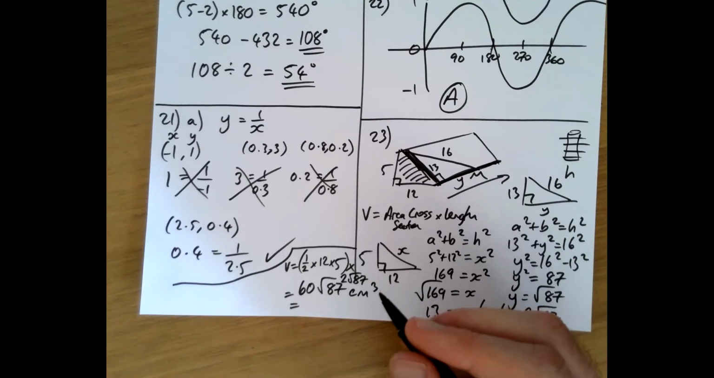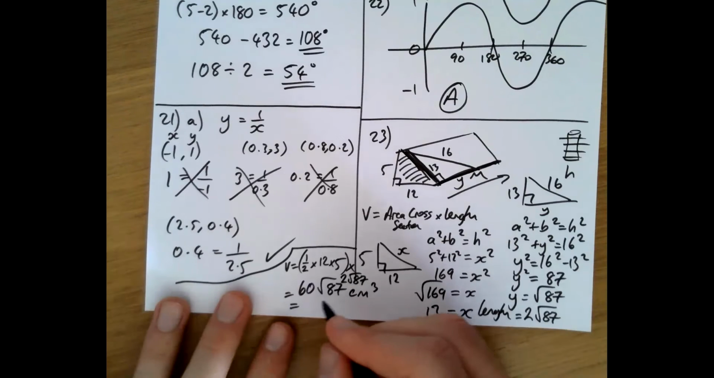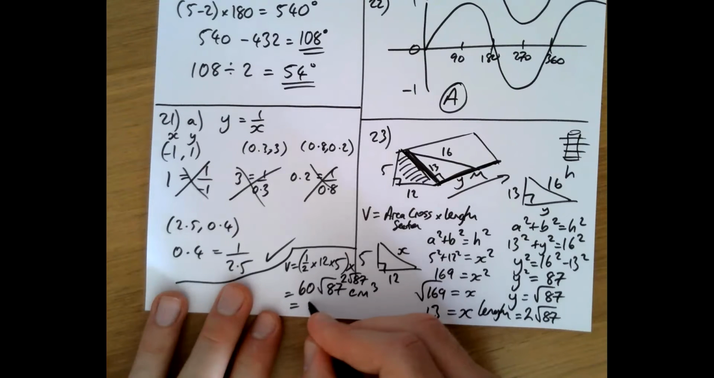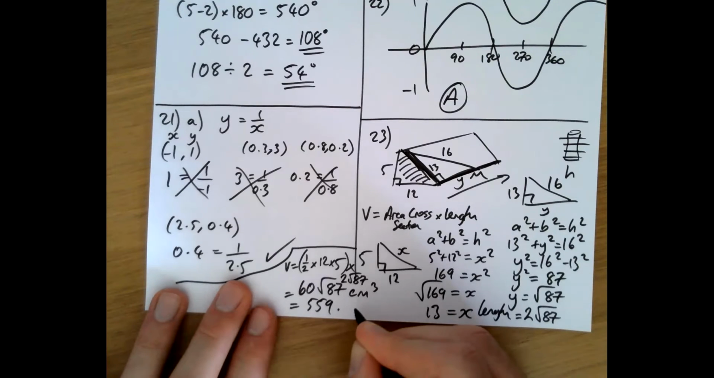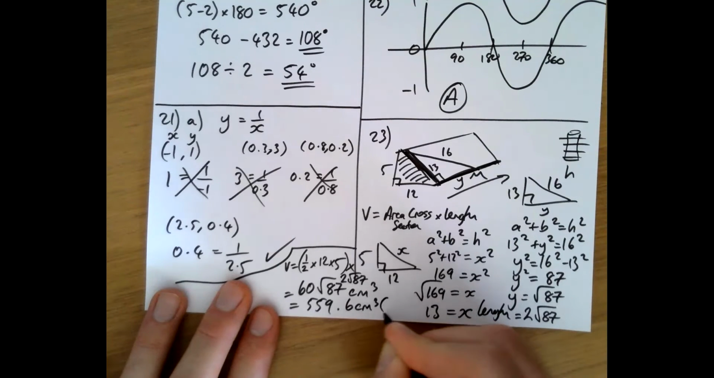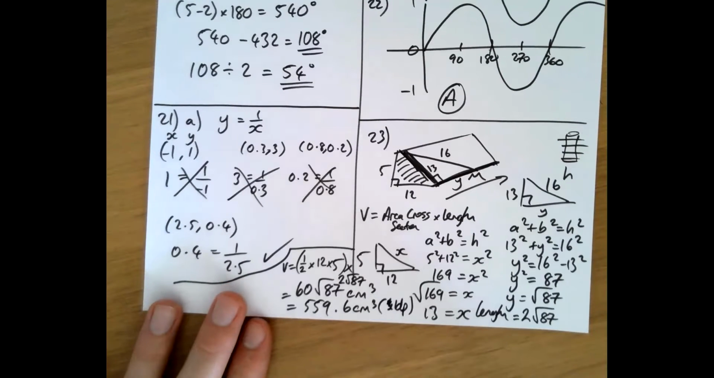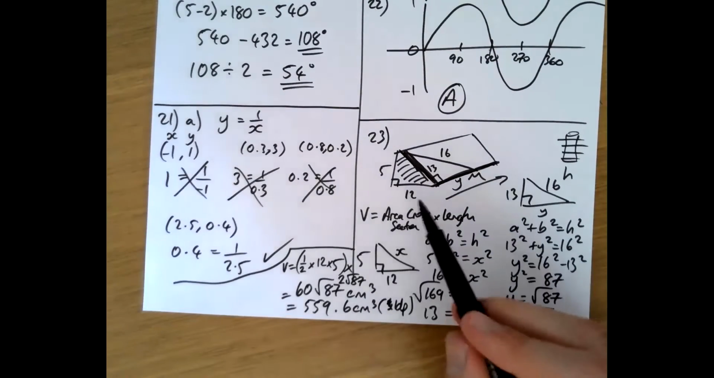If some of you are just having a panic because you've never seen something like that before, you could just say, okay, right, well, let's just put it as 559.6 centimeters cubed to 1 decimal place. Okay, so there's quite a lot of work to do with that. 2 lots of Pythagoras gets you halfway.